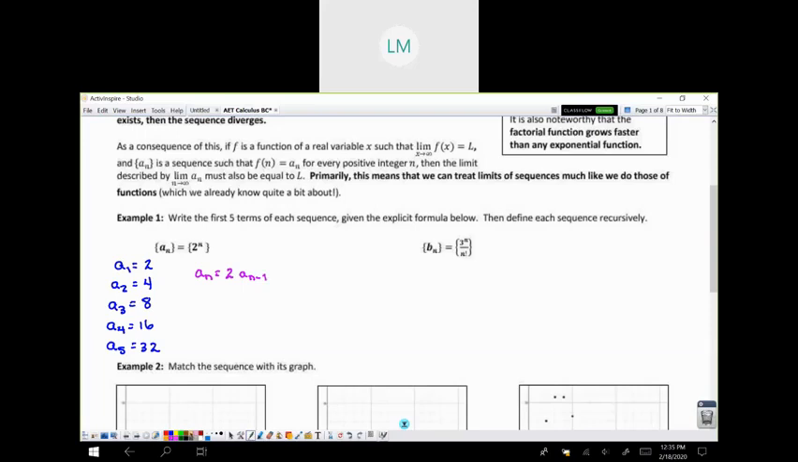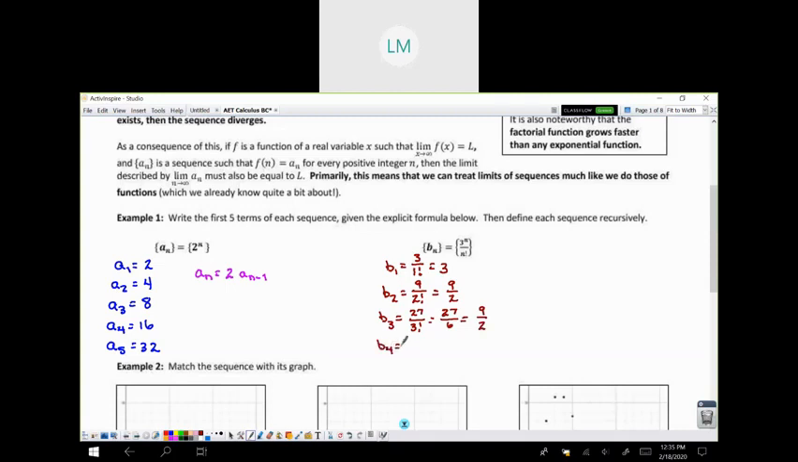Okay, so looking at b, we have b sub 1 is going to be 3 to the first over 1 factorial, so 3 over 1 factorial, which gives me 3. b sub 2 is going to be 3 squared, so 9 over 2 factorial, which gives me 9 over 2. b3 is going to be 3 cubed, so 27 over 3 factorial, which is 27 over 6, so that's 9 over 2.